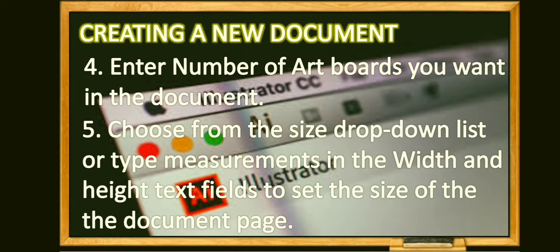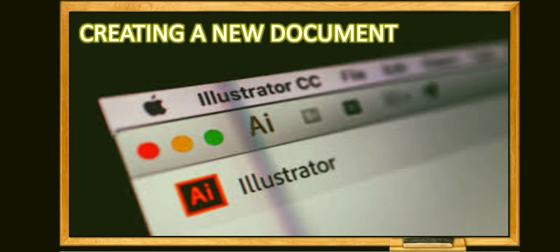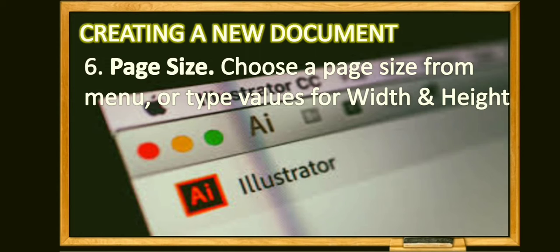Fifth, choose from the size drop-down list or type measurements in the width and the height text fields to set the size of the document page. Six is page size. Now, you have to choose a page size from the menu or type values for width and height. So the page size represents the final size you want after bleeds or trim marks outside the page.